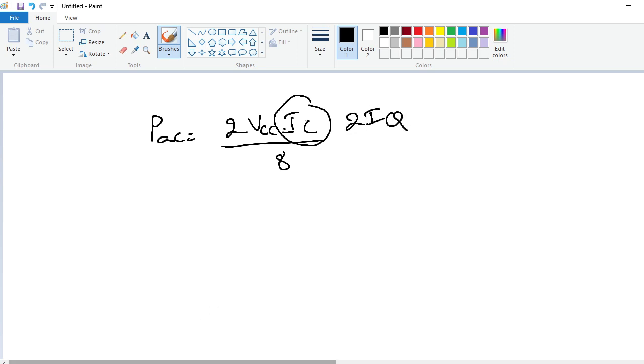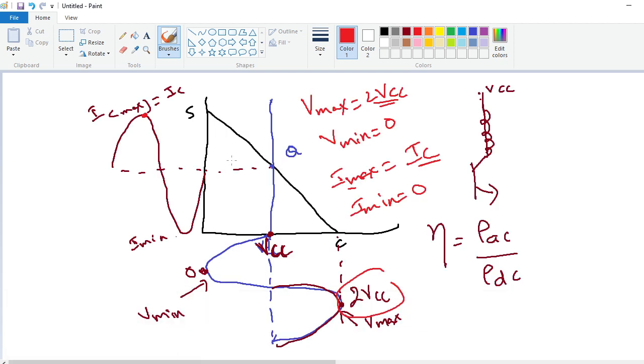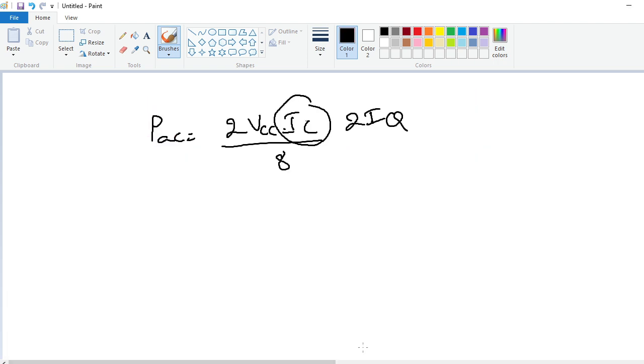How is it possible? Just observe the graphical representation. This is the ICQ. For example, ICQ is equal to 5 milliamperes. So the maximum current is equal to 10 milliamperes, and the minimum current is equal to 0. 10 minus 0, peak to peak is 10 milliamperes. That is equal to 2 into ICQ, 2 into 5 milliamperes. ICQ is nothing but the collector current at the Q point, active region. So instead of IC here, 2 ICQ is substituted.